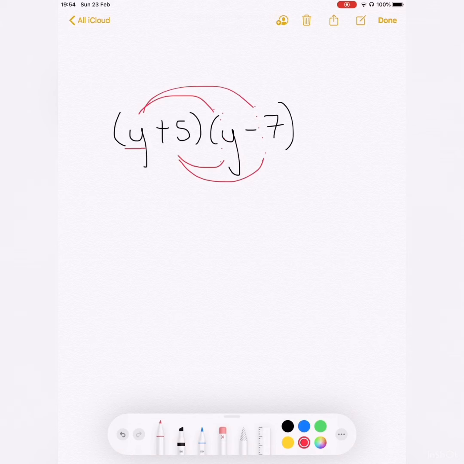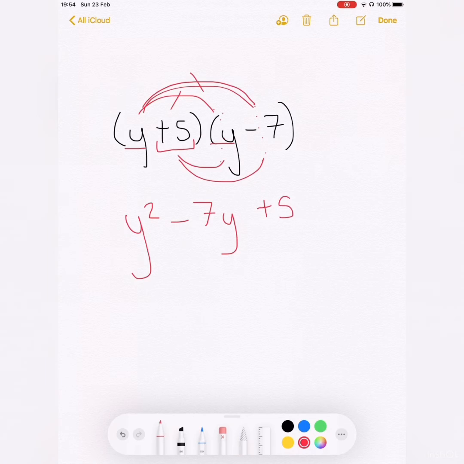So we do y times y, which is y squared. And we cross that out. Then we do y times minus 7, which is minus 7y. Again, cross that out. Then we do 5 times y, which is 5y. And then 5 times minus 7, which is minus 35.